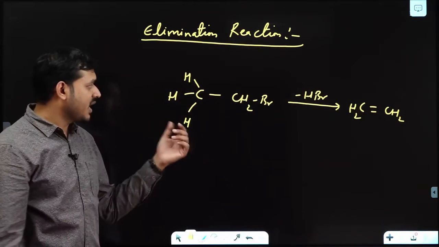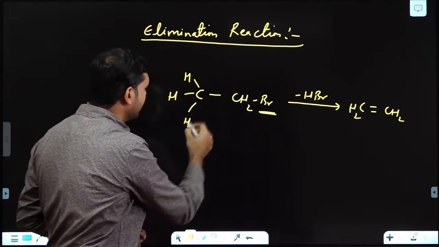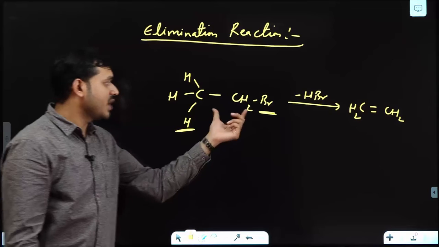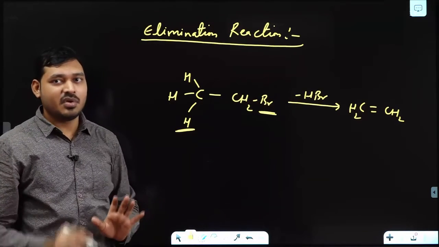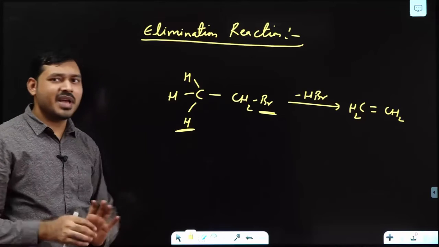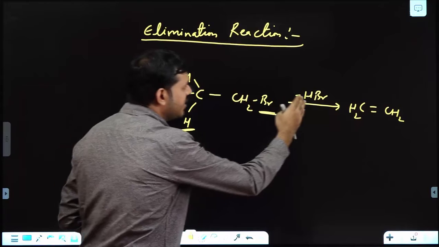In this reaction you can understand that from this carbon bromine is removed, and from this carbon this hydrogen is removed. So HBr is removed. So this is simply your elimination reaction. Okay, elimination can be of various types. If I say this one, you have removed here hydrogen bromide.